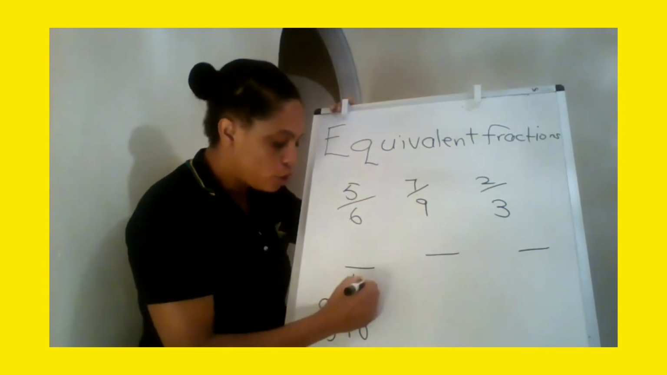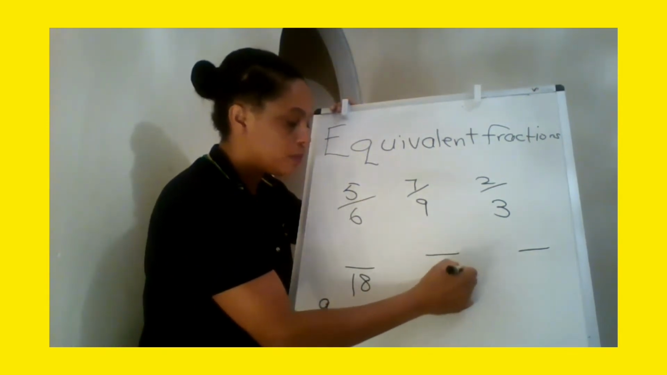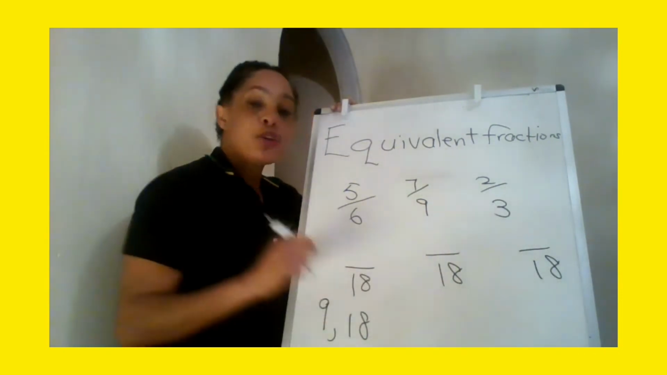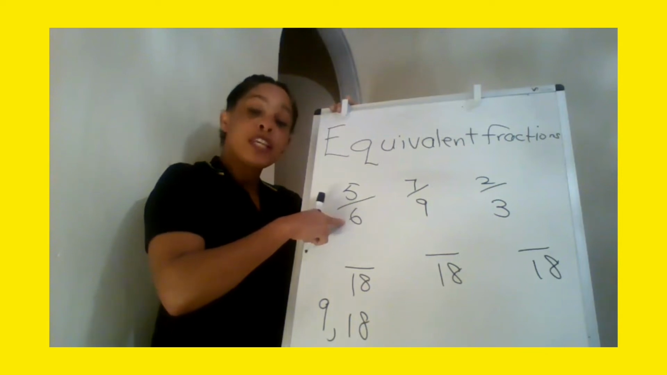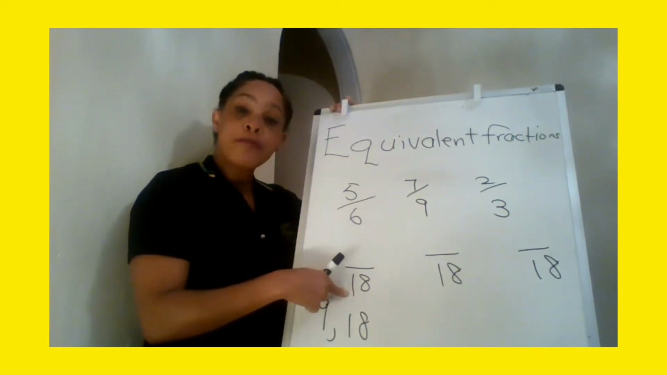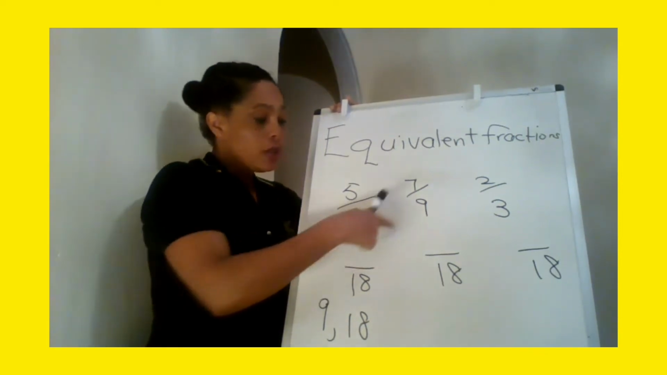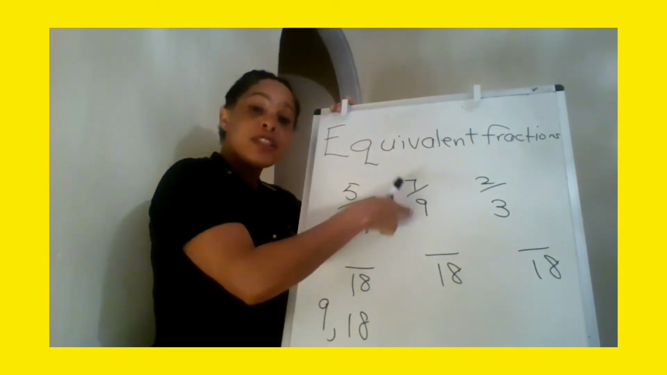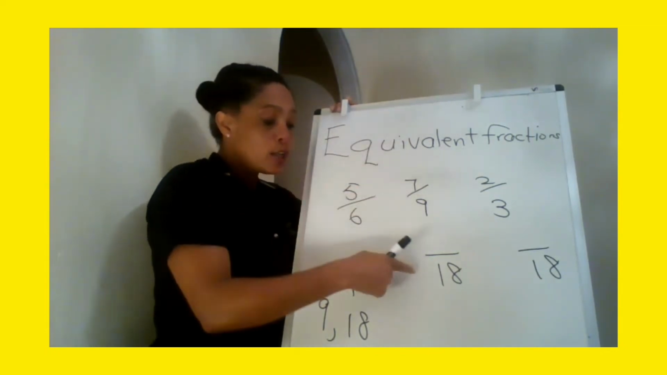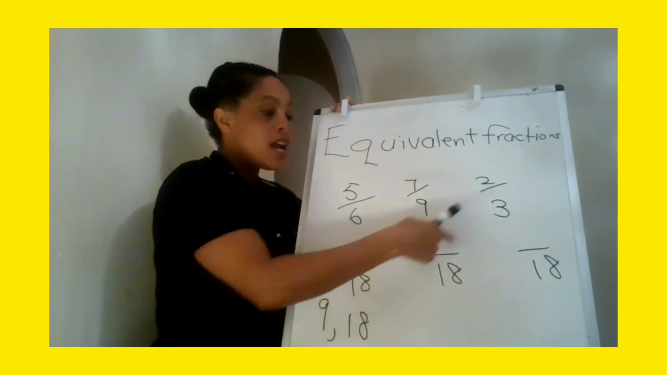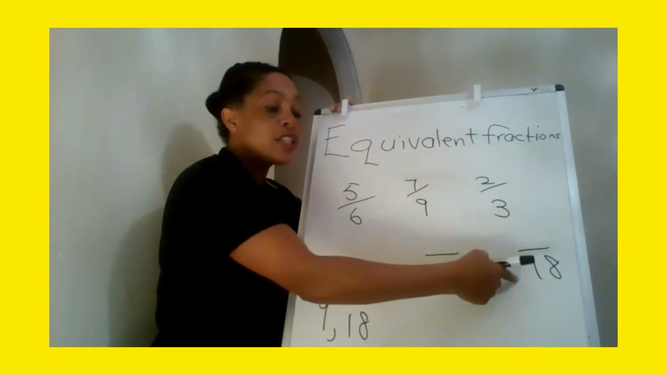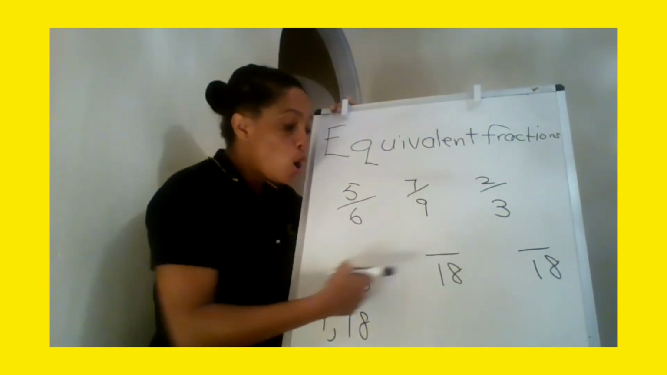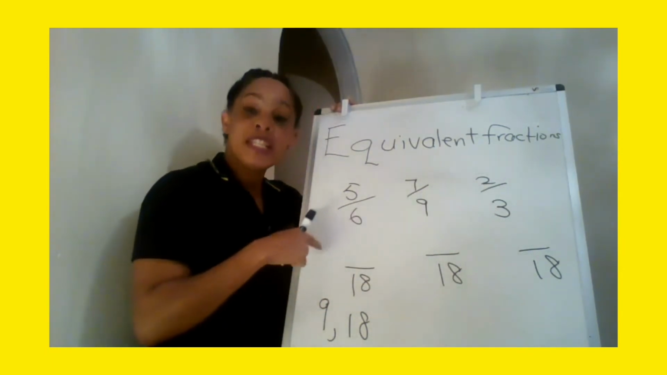So now I'm going to change this to 18. Now I'm going to imagine that instead of the cake that was cut into 6 parts, I'm going to cut it up further to make 18 parts. The cake that was cut into 9 parts, I'm now going to cut up smaller so I can get 18 parts. And the cake that was cut up into 3 parts, I'm going to cut up further to get 18 parts. So all of these cakes are now going to have 18 parts.